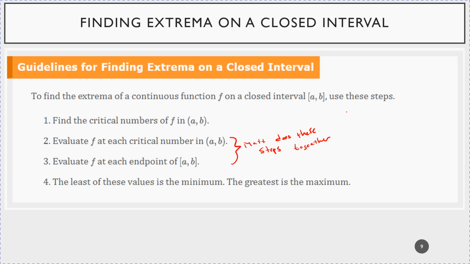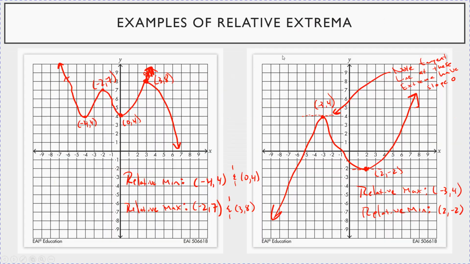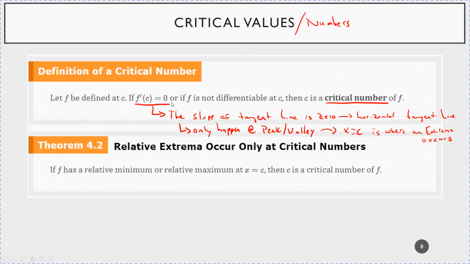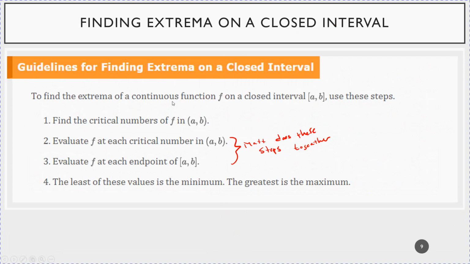So what I'm going to do is evaluate f at each critical number that I just found in that open interval a to b. But then, looking back, we saw that an extreme value occurred at an endpoint of the interval. So you're going to have to evaluate the function f at each endpoint in that closed interval a to b. You have to evaluate it at a and b. And then the least of these values is the minimum, and the greatest of these values is the maximum.